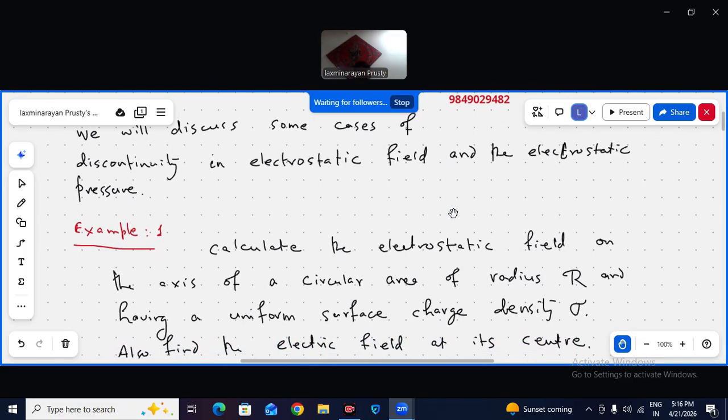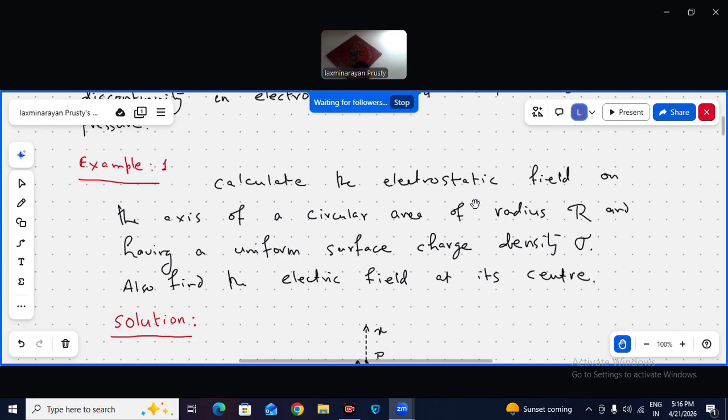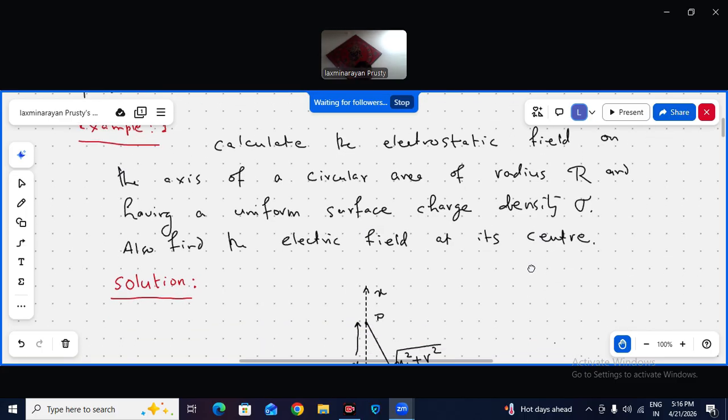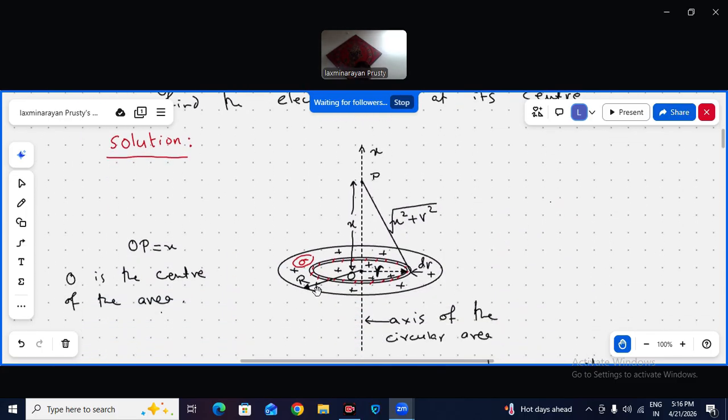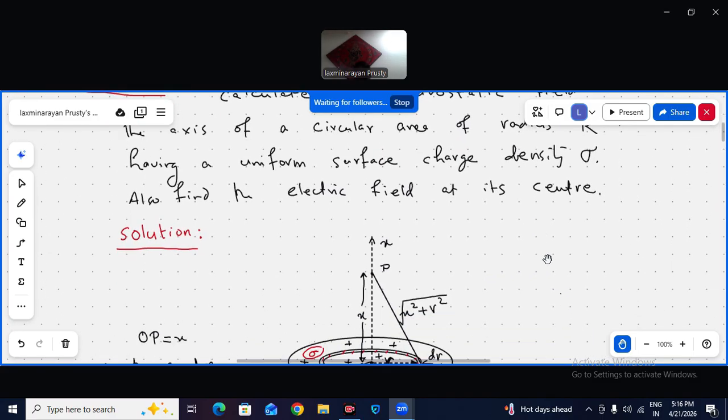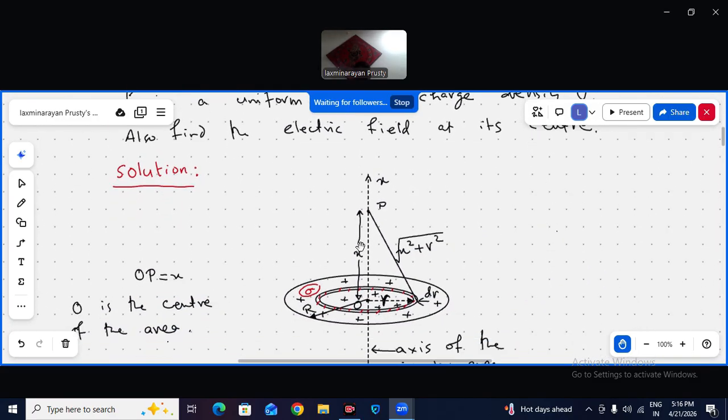Example 1, very simple example. Calculate the electrostatic field on the axis of a circular area of radius r and having a uniform surface charge density sigma. A circular area. Area means zero thickness, mathematical surface. Also find the electric field at its center. All of you must have done this. Let us see the key points.